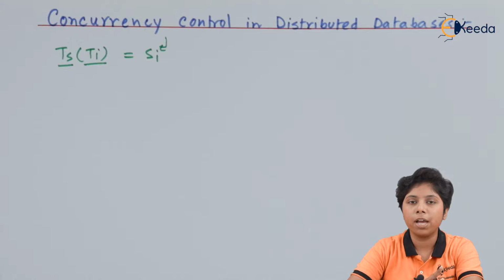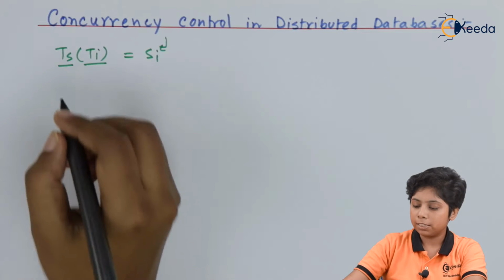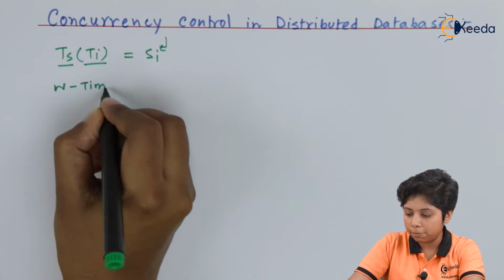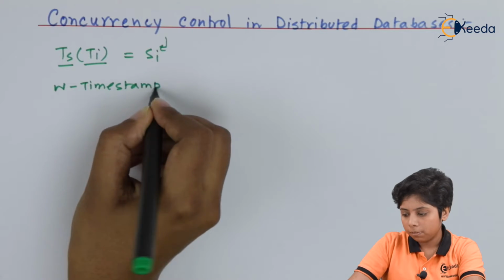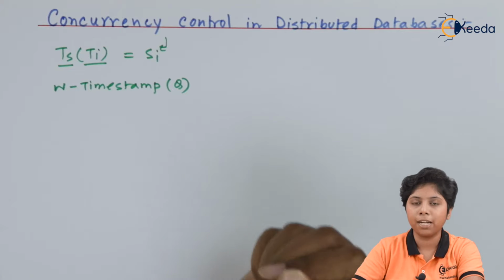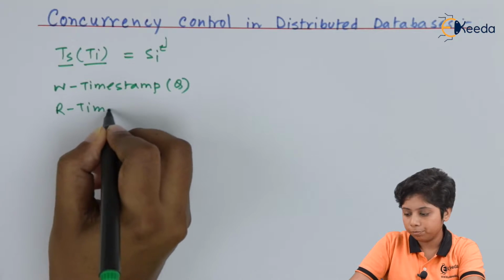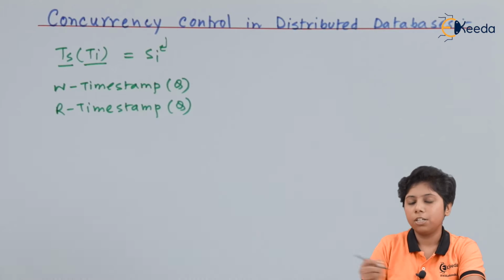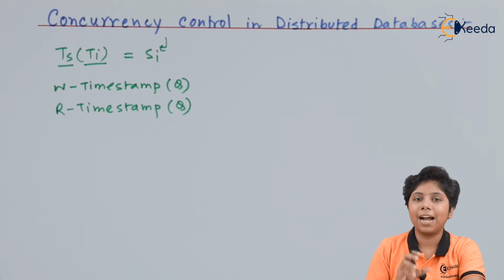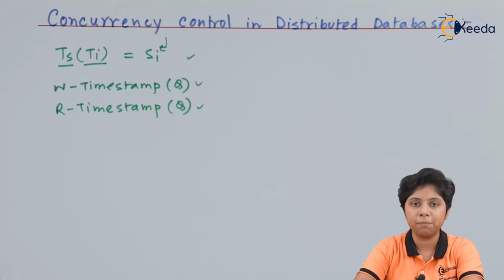Now with this timestamp we have two more related to it. For a data item Q, there is one write timestamp and another read timestamp. The write timestamp is known as W-timestamp(Q), the largest write timestamp that can happen on data item Q. And another is R-timestamp(Q), the largest timestamp for a read of that data item. These three are the basic units of a transaction system in timestamping.